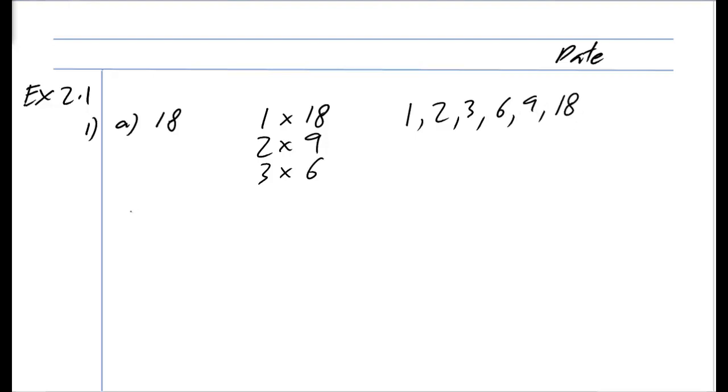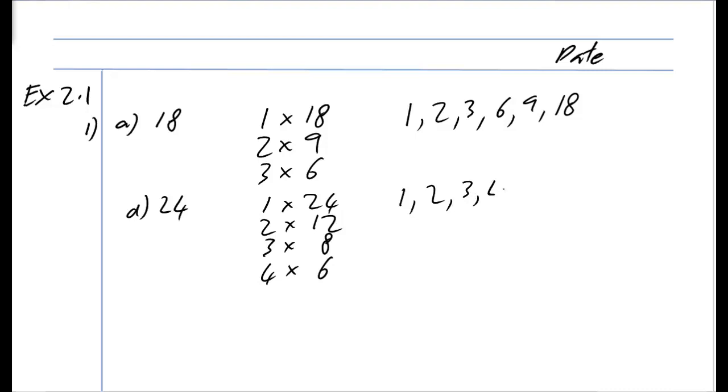Okay, say we look at D of exercise 2.1, you should have your book open to page 57, by the way. If you look at D, the factors of 24, you always start off by 1 times the number, 1 times 24. 2 lots of 12, 3 lots of 8, 4 lots of 6 is 24. Obviously you need to know your tables to work out factors, and we just list them now from the smallest to the biggest. 1, 2, 3, 4, 6, 8, 12, 24.